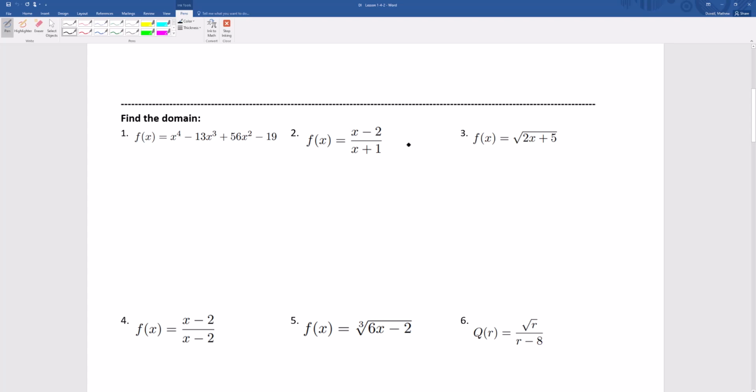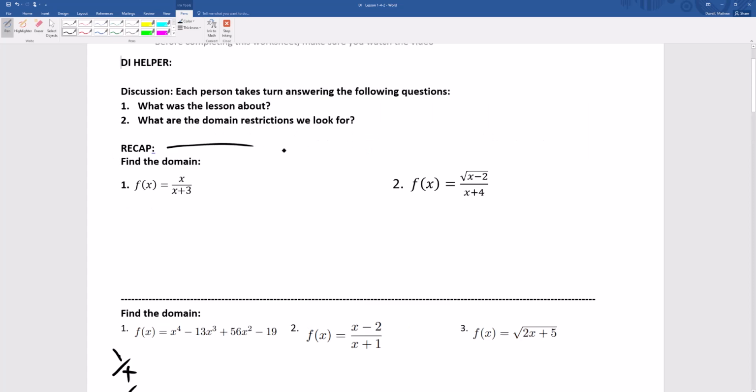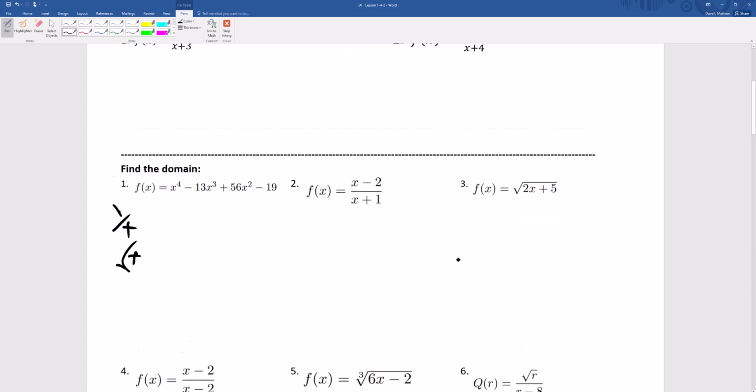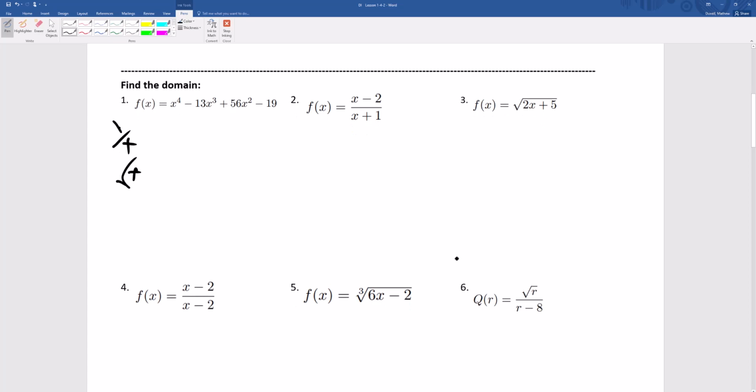All right, so number one, it says find the domain. So remember, we went over two restrictions. Am I dividing by an x, or is x inside of a square root of some capacity? The answer is no to both. So I get negative infinity to positive infinity as my domain.